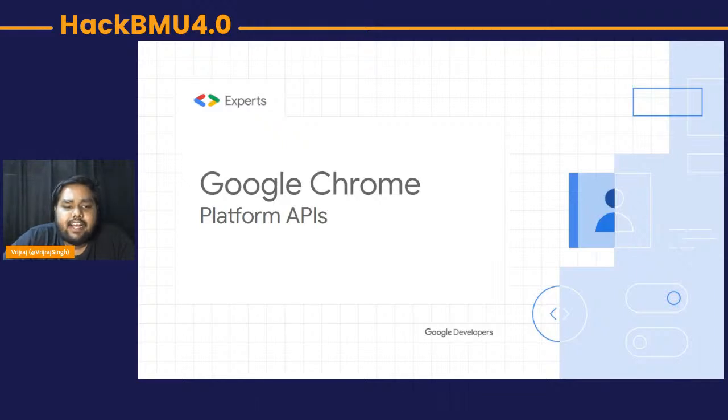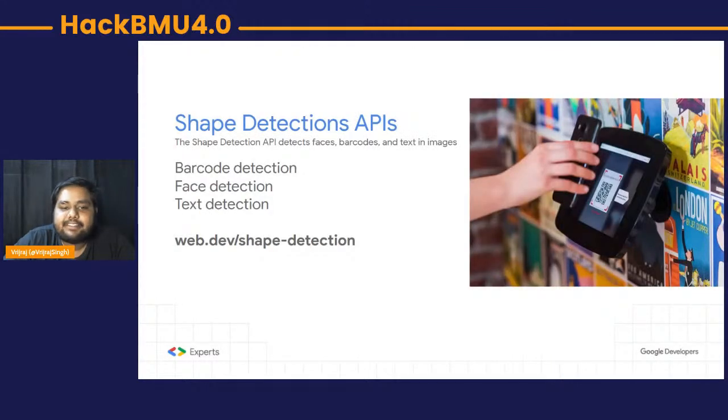Now I'm going to talk about some Chrome developer APIs. If you're working on the Chrome browser, there are APIs that developers can implement. The first one is the shape detection API. You can create web applications, and you don't need to write machine learning logic for barcode detection, face detection, or text detection. They are pre-built APIs that you can use within Chrome.